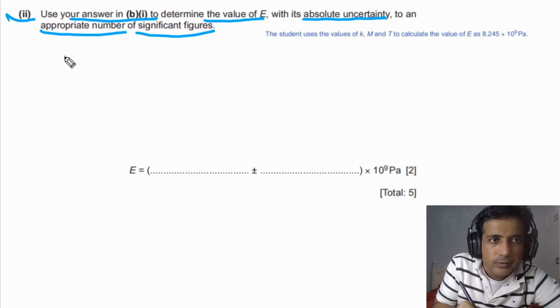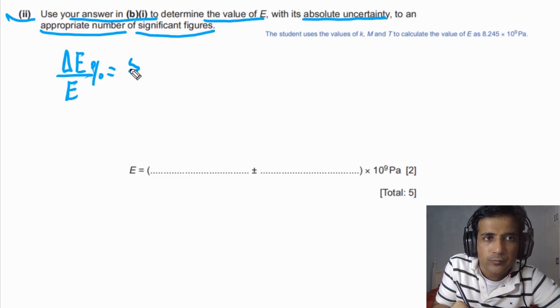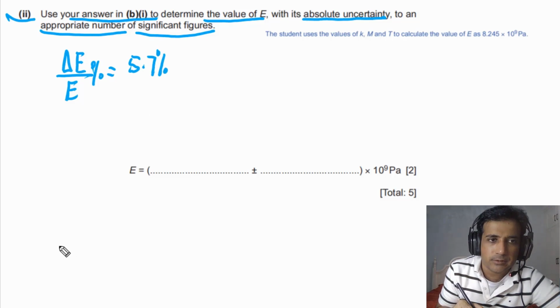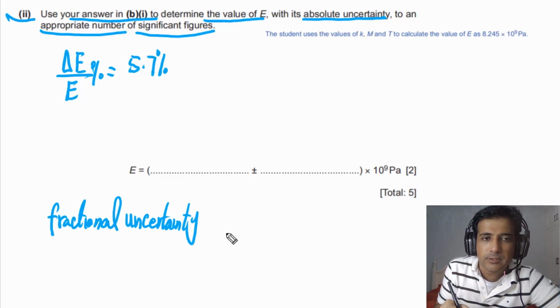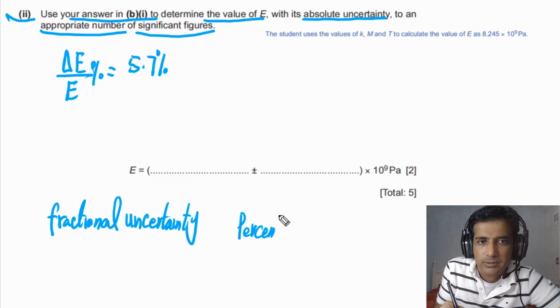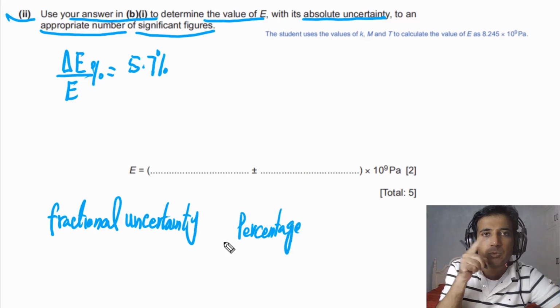In part B1, we calculated delta E by E. The percentage uncertainty we calculated was equal to 5.7%. Now we need to understand how we can convert percentage uncertainty into fractional uncertainty and vice versa. So let me write down here first of all fractional uncertainty and percentage uncertainty.